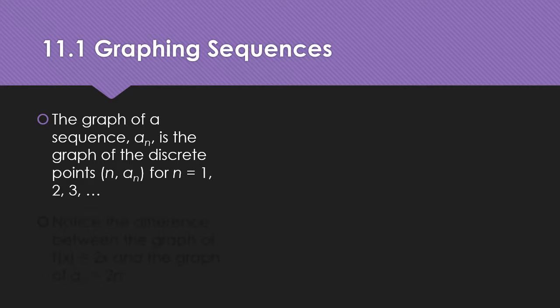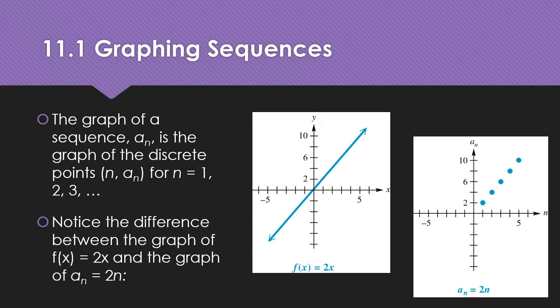The graph of a sequence A sub n is the graph of the discrete points in A sub n for n equals 1, 2, and 3. For example, notice the difference between these two graphs. The first one on the left is the graph of f of x equals 2x. It is a line. Every number that fits is in that line: fractions, decimals, negatives, and positives. The graph of a sub n equals 2n is not a line. Instead, it's a series of points.